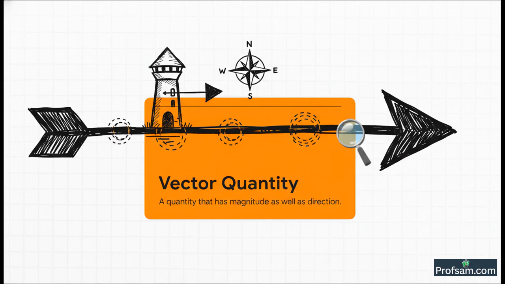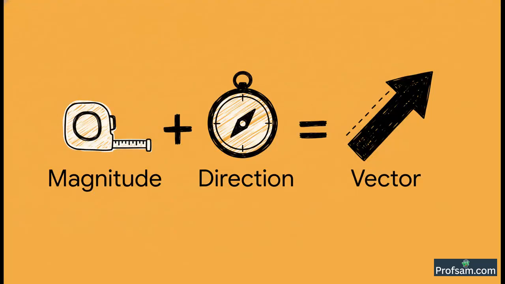It's our winning command from the game, remember? 50 meters, that's the magnitude, towards the tower, and that's the direction. See? It has both. Honestly, if you remember just one thing from this entire discussion, let it be this simple formula right here. Magnitude plus direction equals a vector. This is the golden rule. This is what turns a simple, basic number into a precise and powerful instruction.